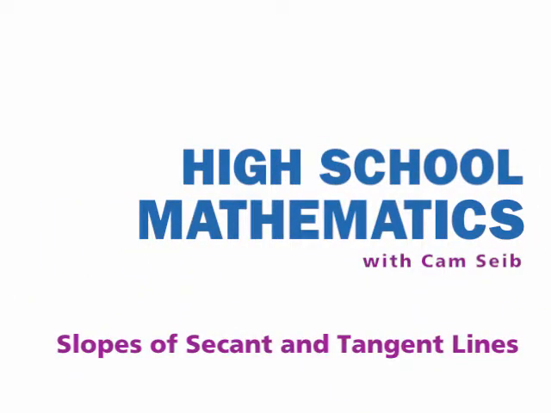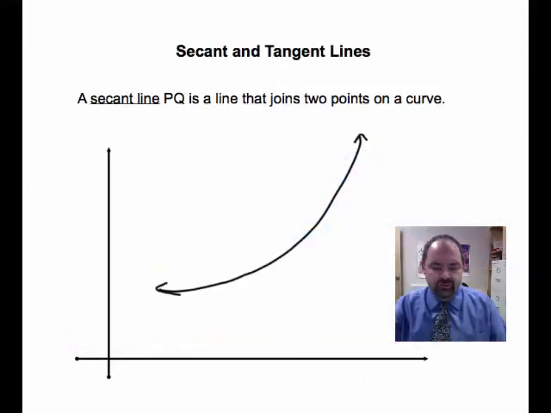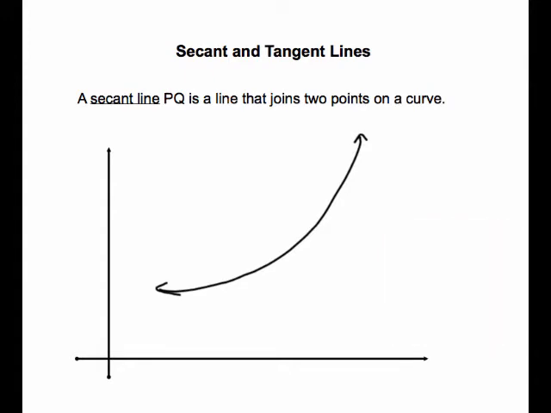Okay, the topic today is secant and tangent lines, which is really the beginning of differential calculus, the heart of differential calculus. So, some definitions. A secant line is a line that joins 2 points on a curve. Very simple. Just take any 2 points on a curve, join them, and the blue line is a secant line.